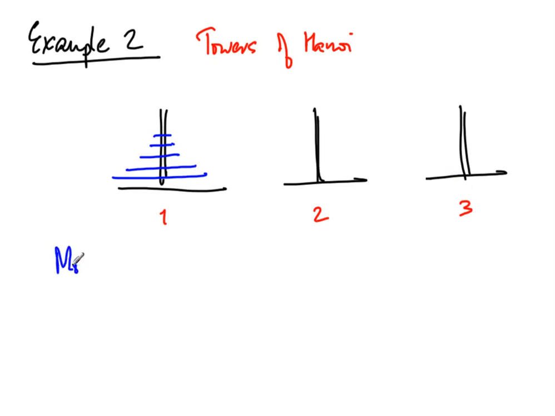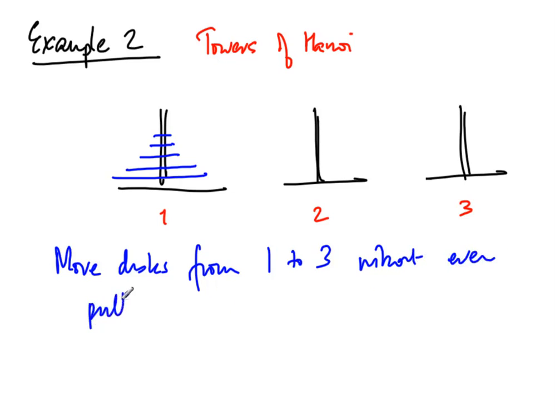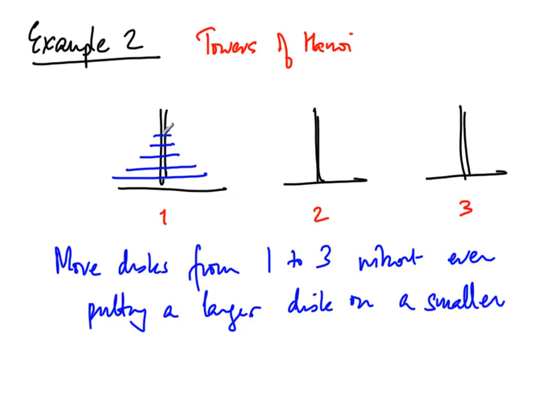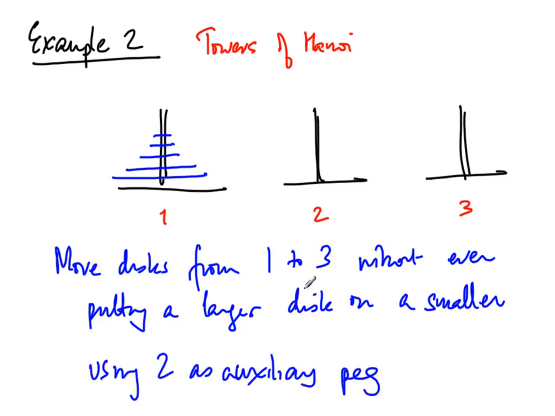So you want to move disks from 1 to 3 without ever putting a larger disk on a smaller one. And of course you can't do that if you had only one other peg, because if you move the top disk from 1 to 3, then you can't put the second one on top of it because it's bigger. So that's why you have 2. So 2 is what is called the auxiliary peg. There's a temporary space in which you can maneuver around.